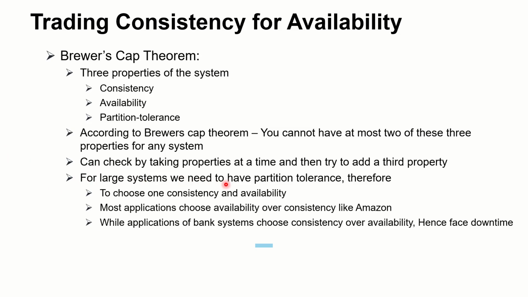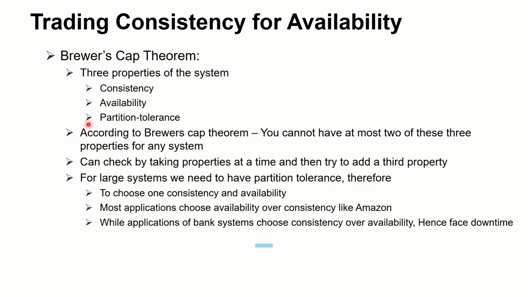So for a large system, we need to have partition tolerance. It is obvious: take Google's data servers, for example. Their data servers are present in many countries, and they are mostly divided by region, like the Asia region, the America region, and the Europe region.